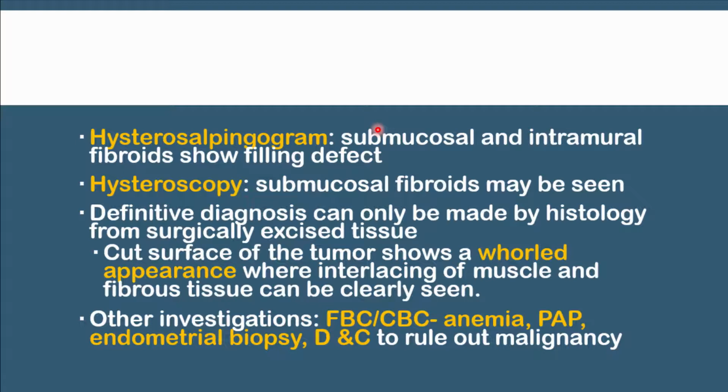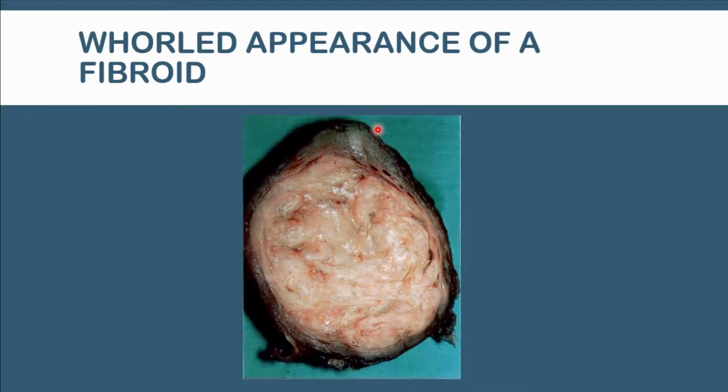You may also do other investigations such as a complete blood count or a full blood count, which is going to be showing you anemia. You may do a pap smear, an endometrial biopsy, or a dilatation and curettage. Of course, that's all to rule out malignancy, because you don't want to leave a cancer in an individual. You want to make sure that you rule that out. So here's a whorled appearance that you can see here of the fibroid. This was a fibroid that was taken out from a patient.